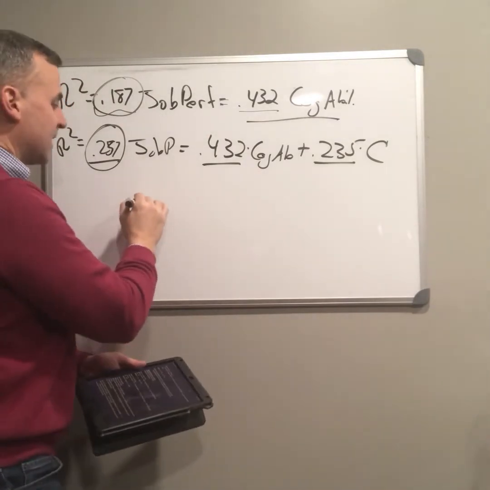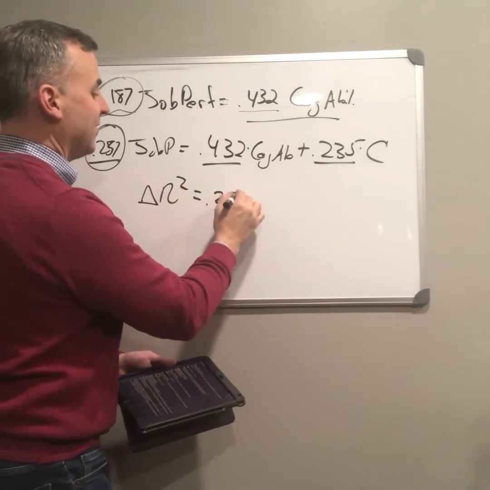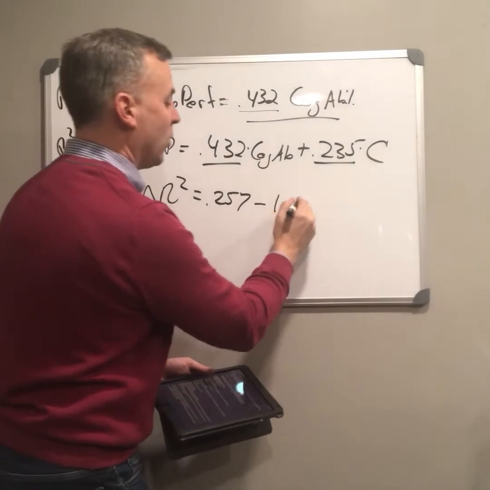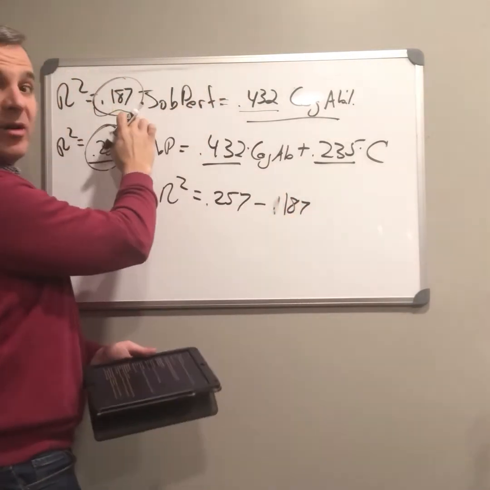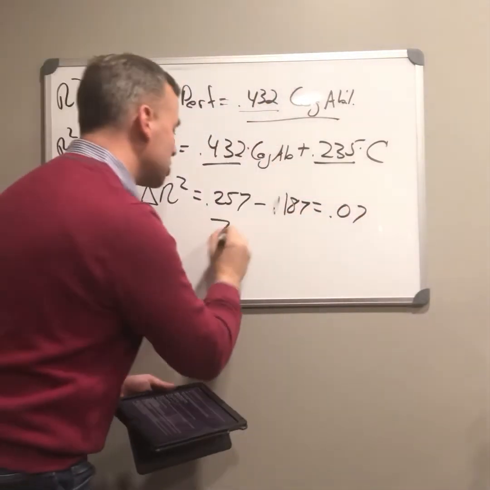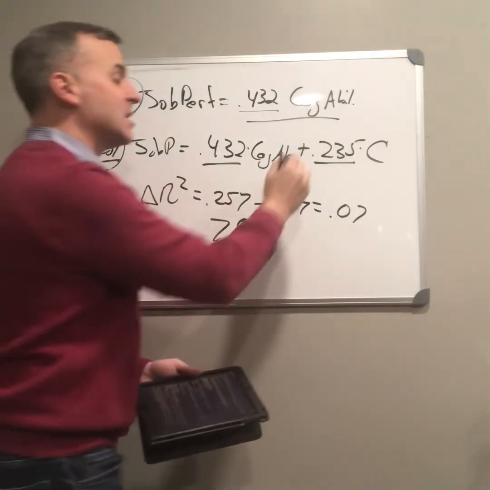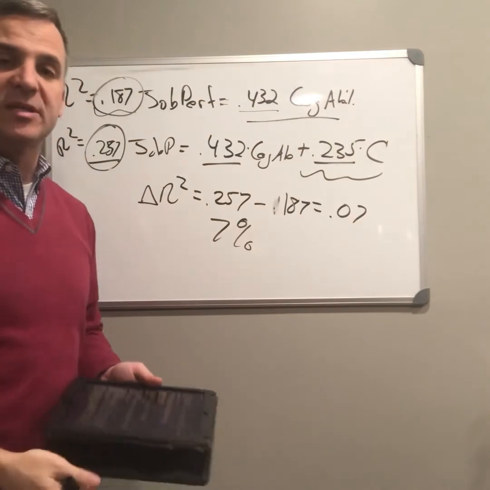Instead of just 18% of the variance in job performance, we can now explain nearly 26% of the variance. And so the delta R squared, which is 0.257, the R squared of our second model, minus 0.187, the R squared of my first model, is equal to 0.07. So an additional 7% of the variance in job performance is explained by adding conscientiousness to my predictive model.